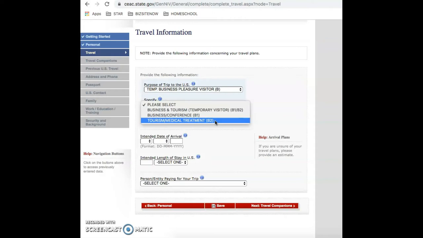Yung family ko, yung husband ko, dalawang anak ko, same as with my in-laws, and yung mga tita ko din, nilagay nila is B2. Most likely, ang mabibigay is B1, B2, but that's beside the point. So just click B2. Unless, of course, you're attending a business or a conference. But, reminder, this video is for those who want to get a visa under a temporary visitor for tourism.